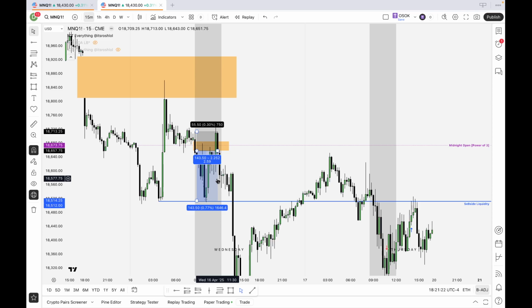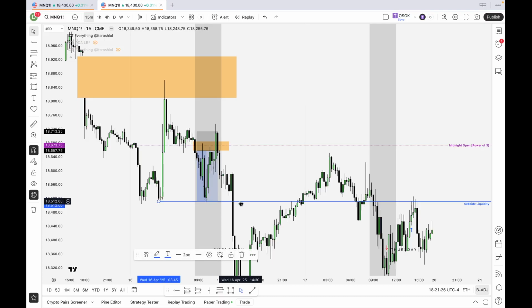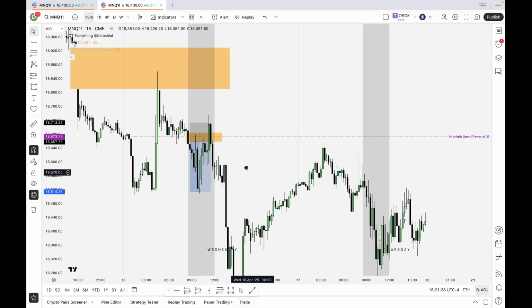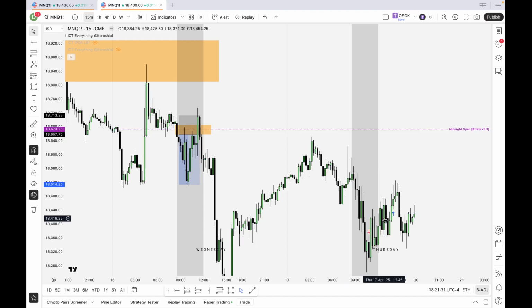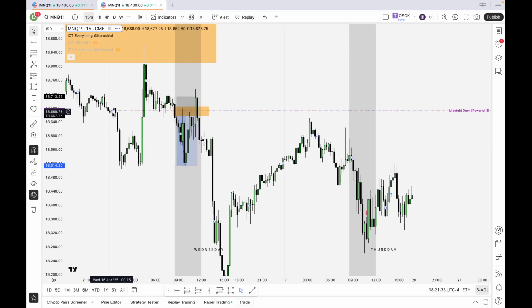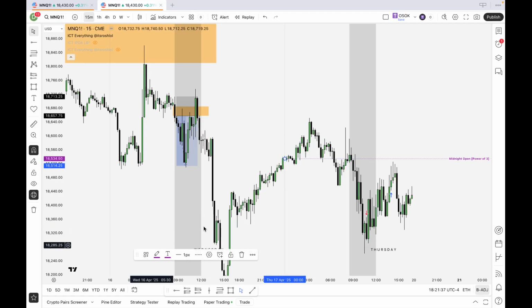I was busy with the other work I have, so I couldn't participate on this day. However, I'll bring you into Thursday's trade. Same concept, I'm drawing my midnight open always. That's the very first step.